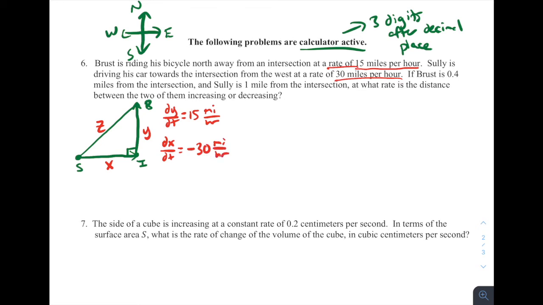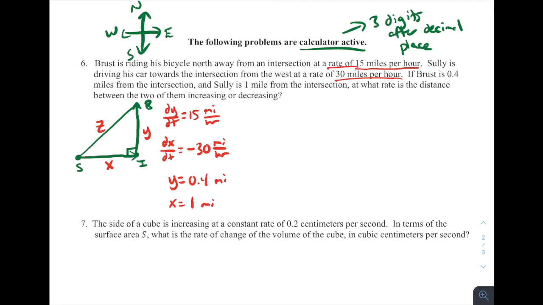You need to know the context of this to figure out whether these values are positive or negative. Notice there's nothing here that explicitly says that this is a negative 30 miles per hour. You need to have drawn your figure and to see that x is decreasing, so therefore dx/dt has to be negative. Brust is 0.4 miles from the intersection, so y is equal to 0.4, and Sully's 1 mile from the intersection, so x is going to be 1, and these are both miles that we're talking about.